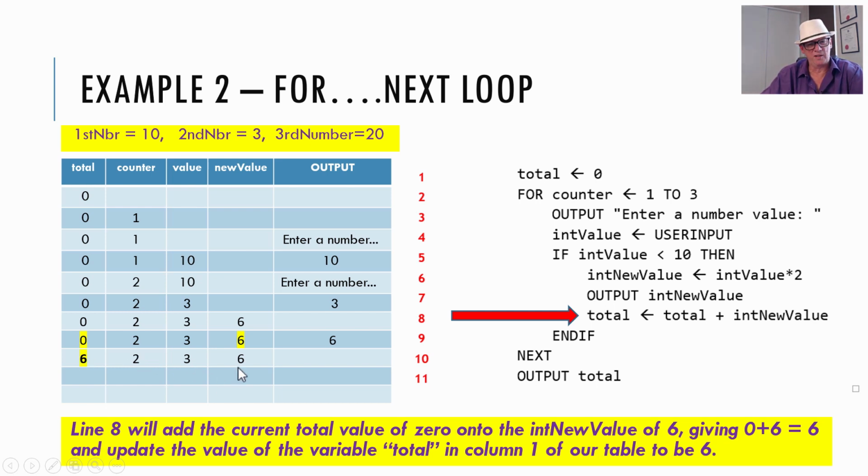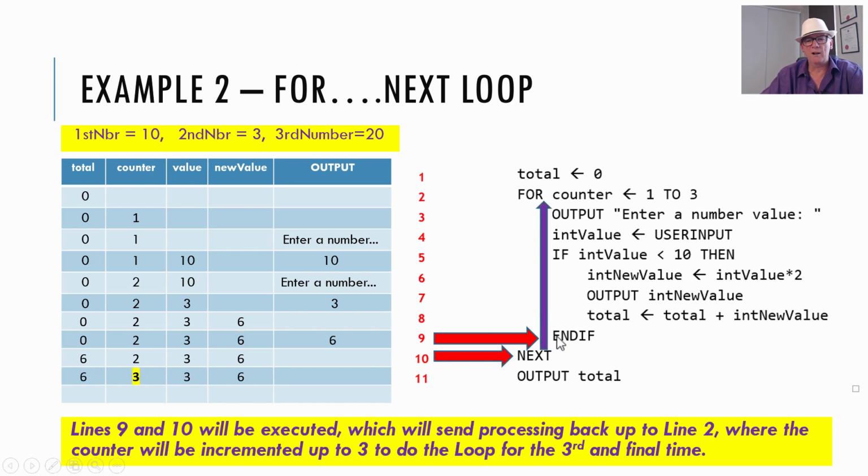The other variables are just staying the same. Counter's still 2, we're still in the second loop. Value's still at 3 and new value's still at 6, but we've updated the total, did some processing of that and turned it into a 6. All right, on to line 9. Now line 9 is the end if, so we've just finished doing the if. We're going to go down to the next now at line 10.